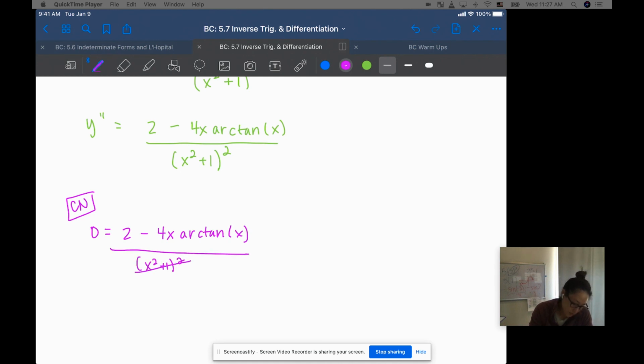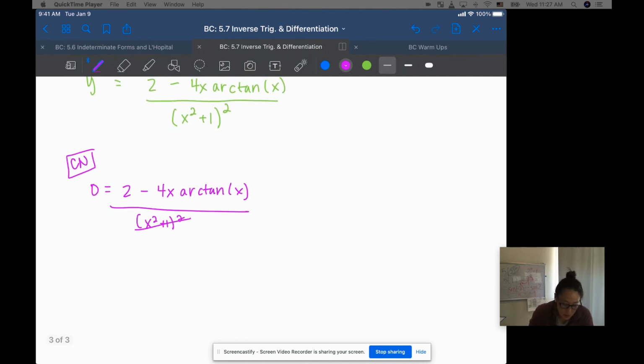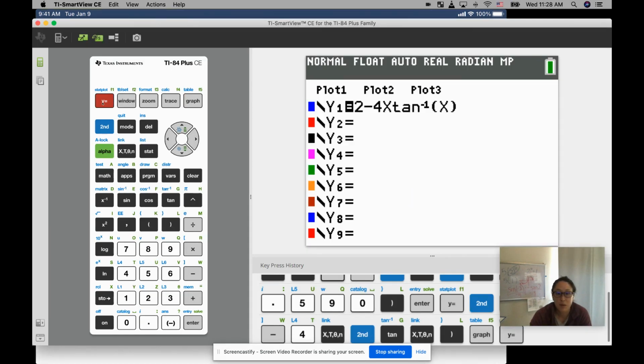Okay, remember the denominator will cancel. So I get 0 is equal to 2 minus 4x times the arctan of x, and this is where I used my calculator. I plugged it in on the graph, and I get a graph. Oh, I can actually show you. Now I can show you. Give me a second. Okay, so I plugged this in. This is definitely an equation that we cannot solve by hand.